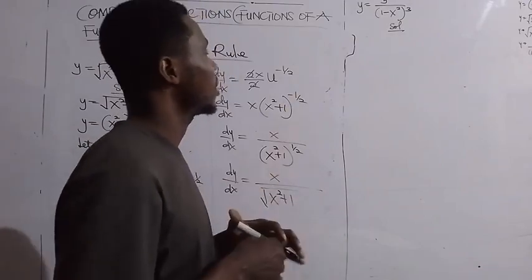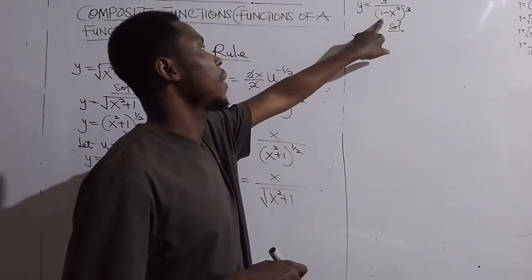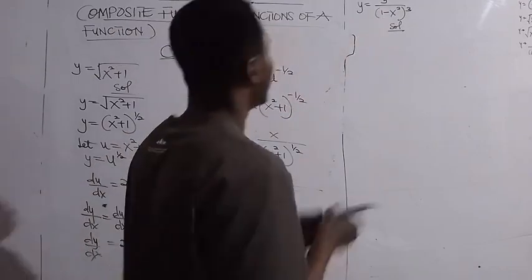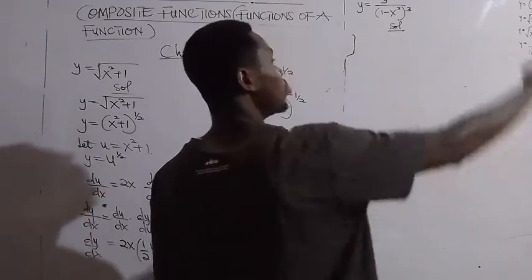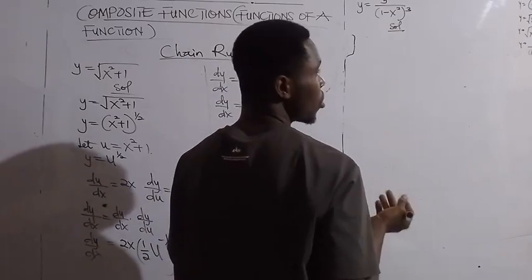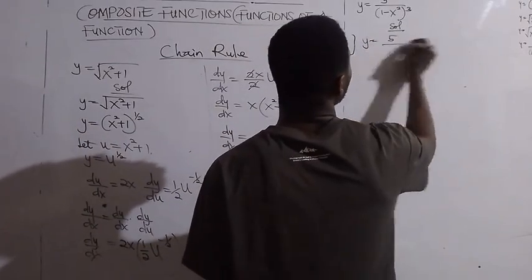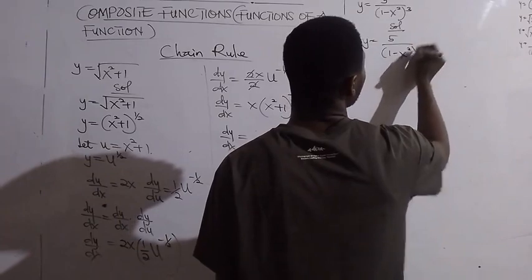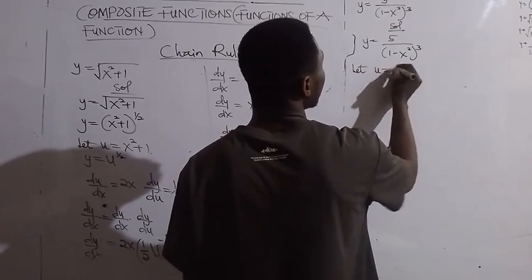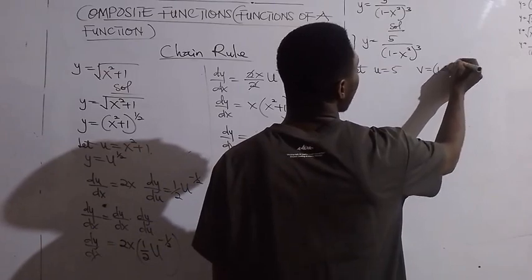When you look at this thing critically, this is our u, and this is our v. So we'll use quotient rule as far as this is concerned to solve the question. You can use any other. So our y is equal to 5 all over 1 minus x squared cubed. So we let our u be equal to 5, our v to be equal to 1 minus x squared cubed.